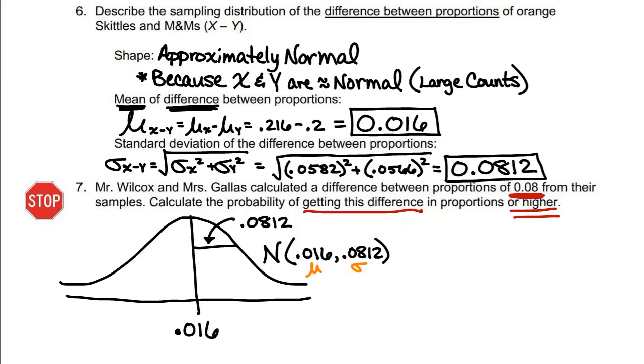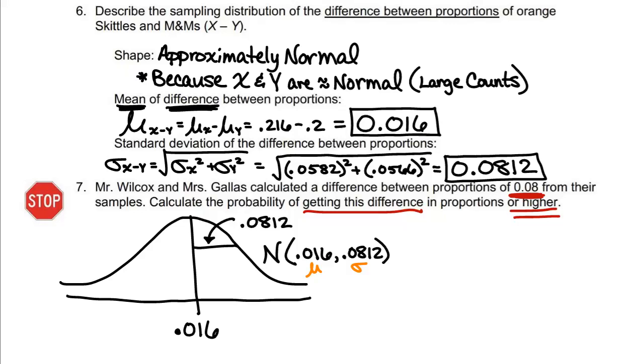Now I care about what I'm seeing right here. Where would this go on the picture? To the left or to the right of the mean? To the left, it's smaller. Or to the right? Is it bigger or smaller than this? 0.08 is smaller than that.